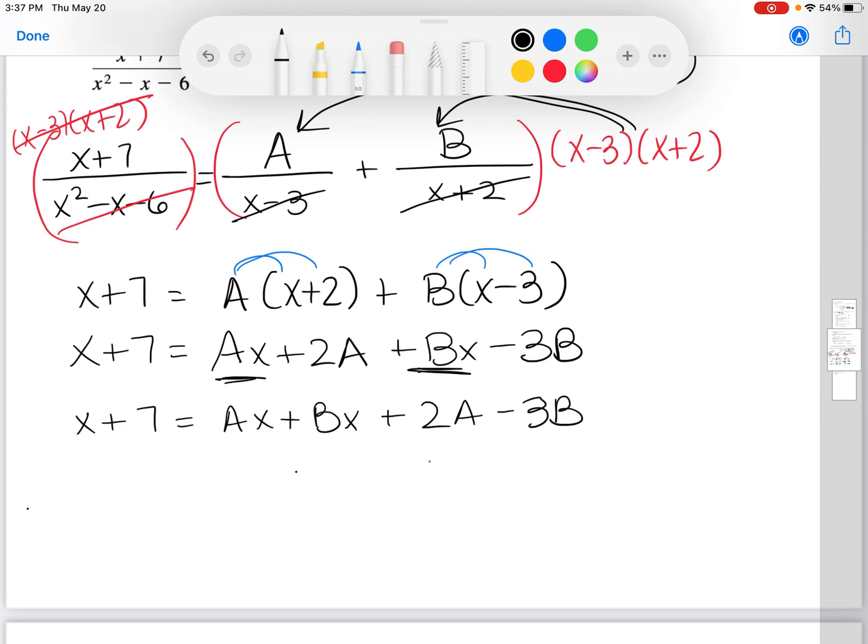And then I want to make sure I factor so that I just have an x. So I'm going to factor that x out. That's going to leave me with a plus b times x plus, and then 2a minus 3b is really just a constant.